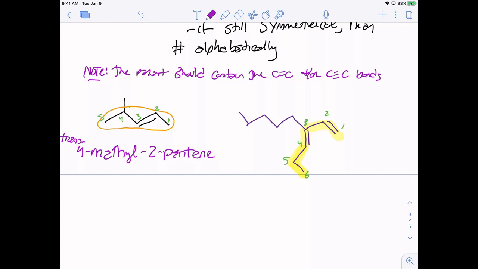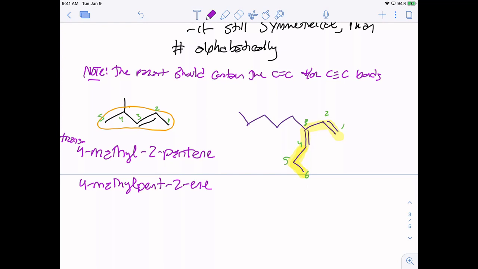If I was to use the newer method, trans again, methyl, and then pent, and then the 2, and then the ene. So either one of those methods works. It just depends which edition of the text you have as to how your answers are going to look when you look them up. Both methods are still fairly common, so I would be familiar with them.